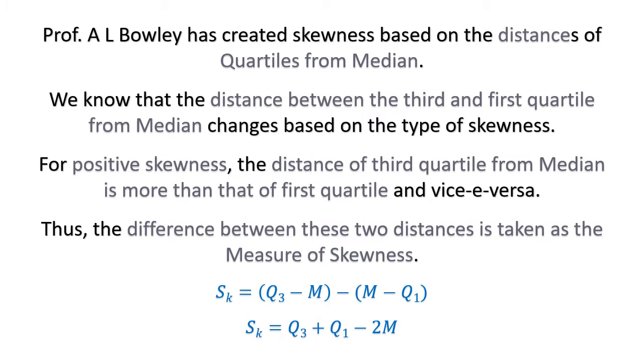Basically, both of them are similar. The only difference is opening the bracket and not opening the bracket. So usually we use the second formula, that is Q3 plus Q1 minus 2M. But sometimes in MCQs and short answers, we are directly given the distances of Q3 and Q1 to M. And when these distances are directly given, we have to compulsorily use the first formula, that is (Q3 minus M) minus (M minus Q1). So keep that in mind.